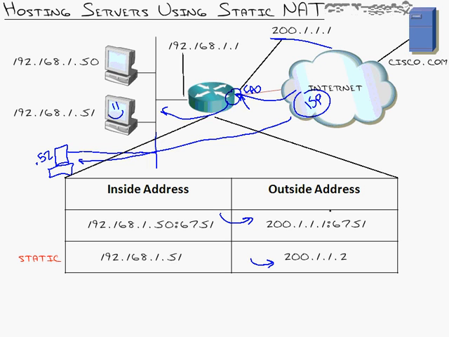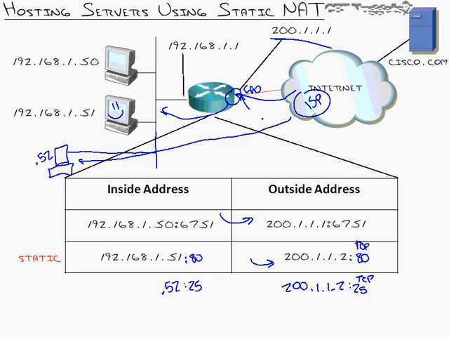Well, static NAT can be combined with port numbers. So what I can do is I can say 200.1.1.2 on TCP port 80 will forward packets into the web server on port 80. But if I receive a request on 200.1.1.2 colon TCP port 25, I will forward that to 192.168.1.52 on TCP port 25. So we can actually split a public address among multiple internal servers.